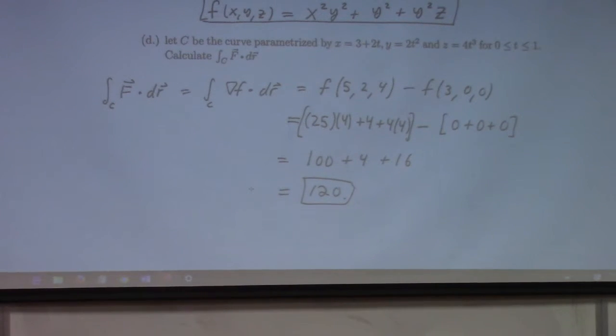Any questions about this? Line integrals are so much more fun when you know the potential function, right?